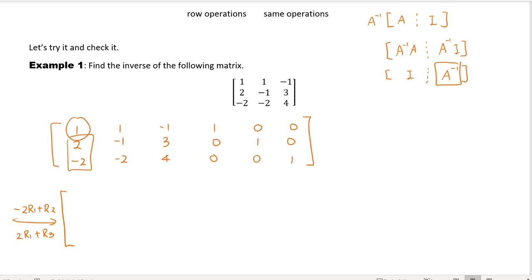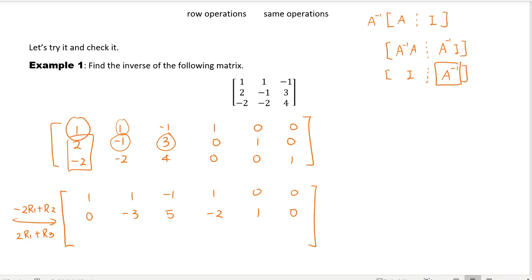Okay, now let's see. The first row stays the same. And then for the second row, 2 minus 2 is 0. Minus 1 minus 2 is negative 3. 3 minus 2 times minus 1, so 3 plus 2 is 5. 0 minus 2 is minus 2. 1 minus 0 is 1. And this is 0.